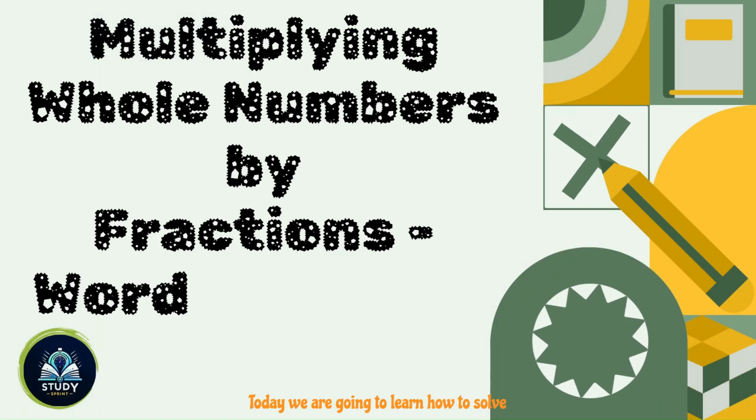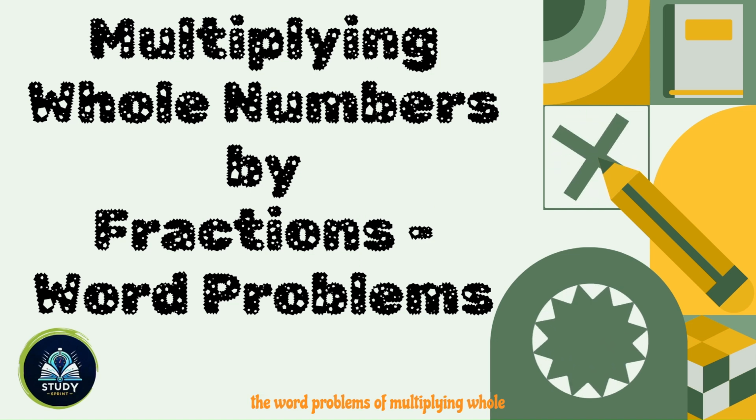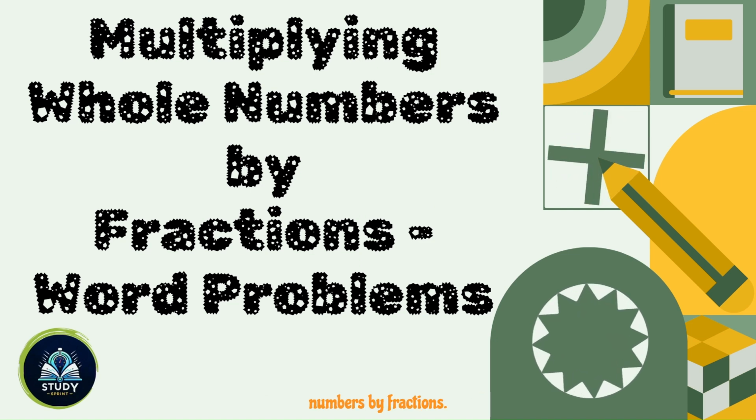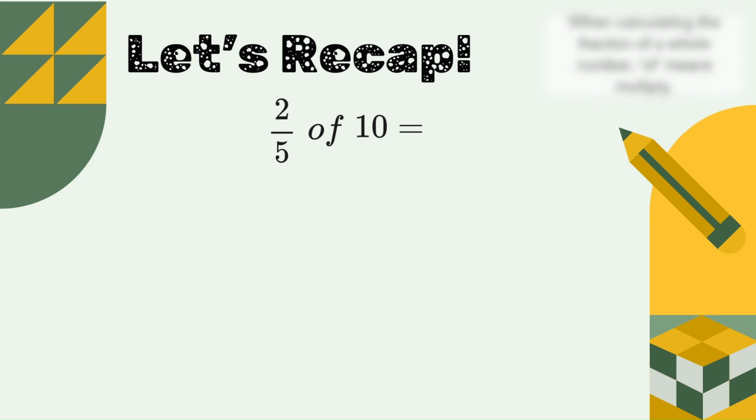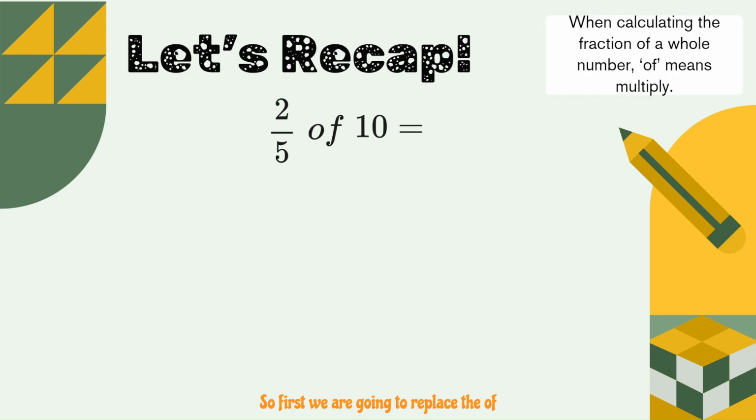Today we're going to learn how to solve the word problems of multiplying whole numbers by fractions. To recap, if we have the question 2 over 5 of 10, how are we going to solve it? So first we're going to replace the "of" with a multiplication sign. So that would become 2 over 5 multiplying by 10.